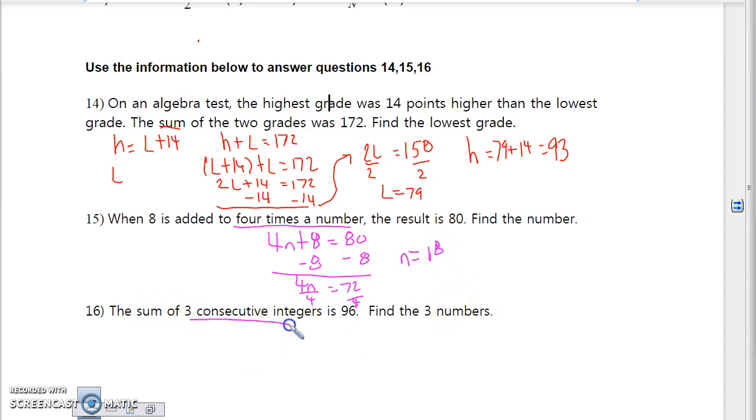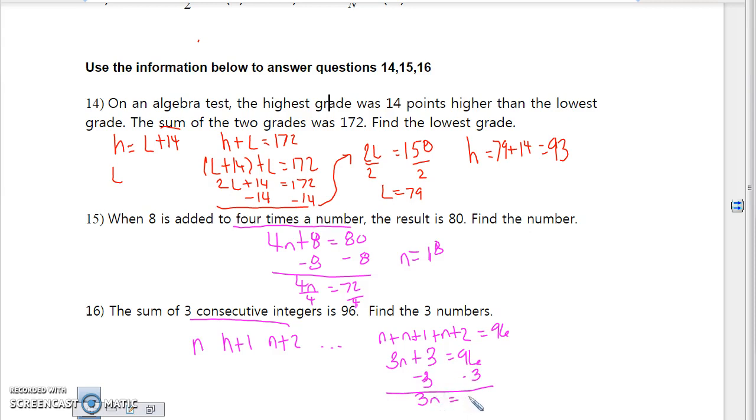Make sure you know what a consecutive integer is. So a consecutive integer is n plus 1, n plus 2, and so on and so forth. So if you need the sum of 3 of them, you simply take 3 of them: n plus 1 plus n plus 2, and it says it's 96. Then 3n plus 1 plus 2 is 3. It's 96. Subtract your 3.